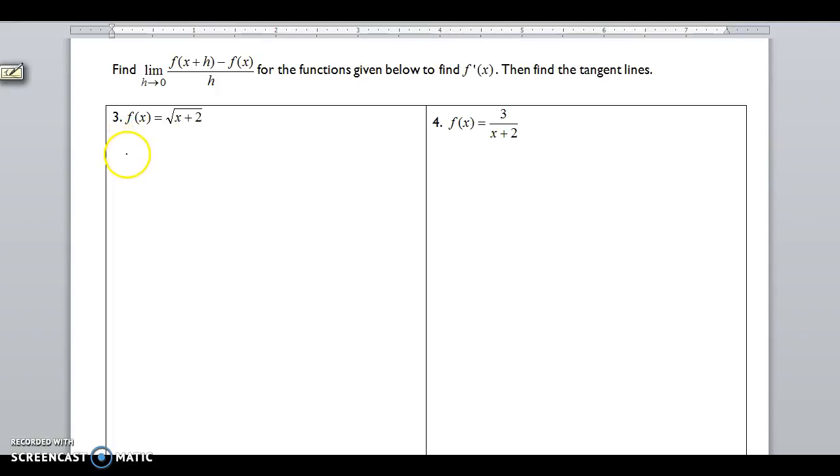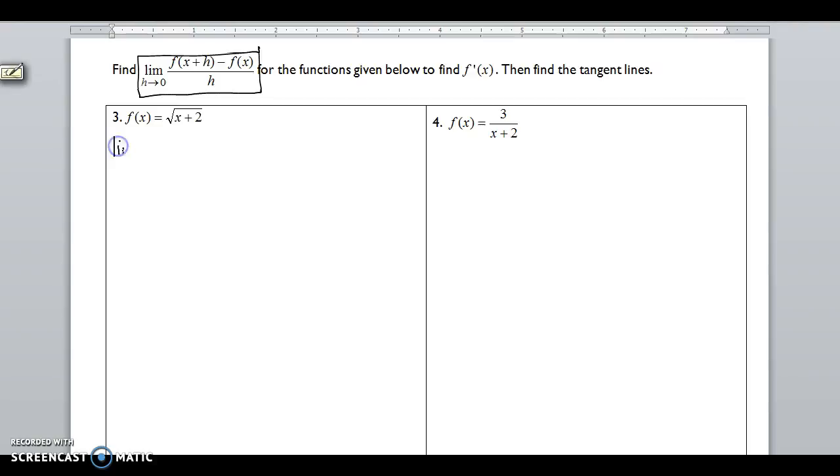All right, we're on our last page. We are just going to use our limit definition of derivative again to find f prime of x, and then we are going to find the tangent lines. So to start out with number 3, we have f of x equals square root of x plus 2.